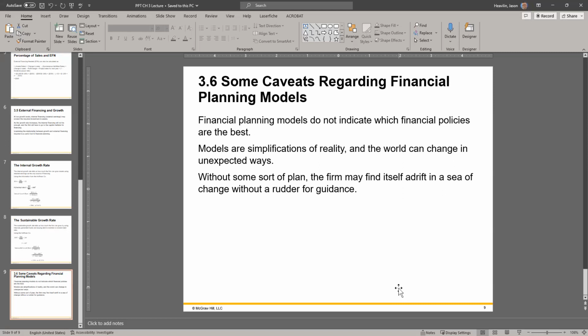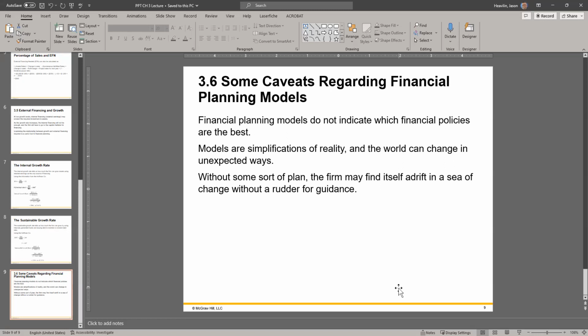A couple of details about financial planning models. Financial planning models do not indicate which financial policies are best. So it's not going to tell you this is better than that. It's just going to give you information. Models are simplifications of reality, and the world can change in unexpected ways. I mentioned earlier that this is a basic, fundamental, clean, simplistic way to get a view of what things may look like, but then you could apply sensitivity analysis and scenario analysis and change a bunch of variables that may better reflect what the real world looks like or really may happen.